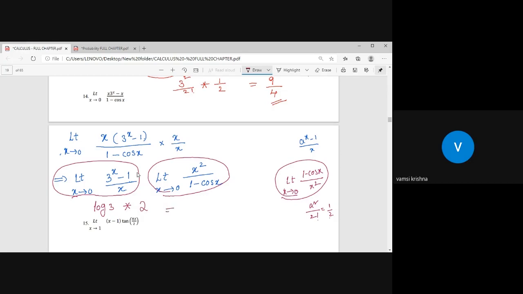So let me write clearly. My final answer is 2 into logarithm of 3. So 2 log 3 can be written as log 3 square. Log 3 square is nothing but logarithm of 9 to the base e.